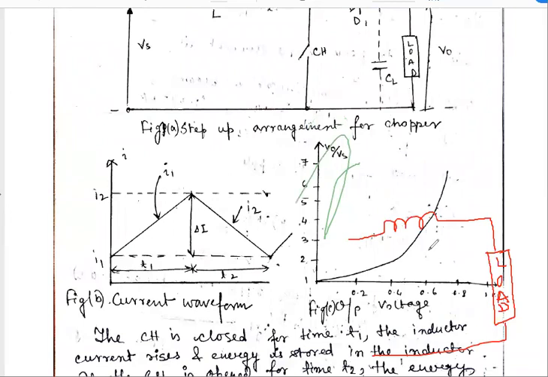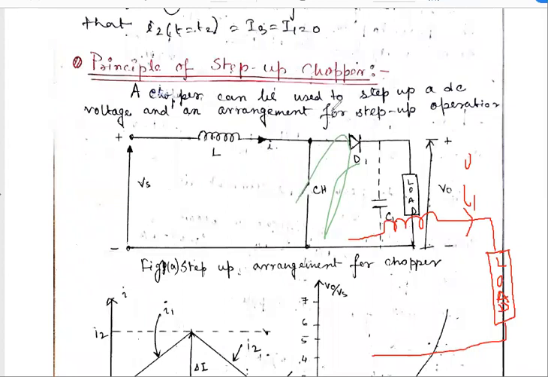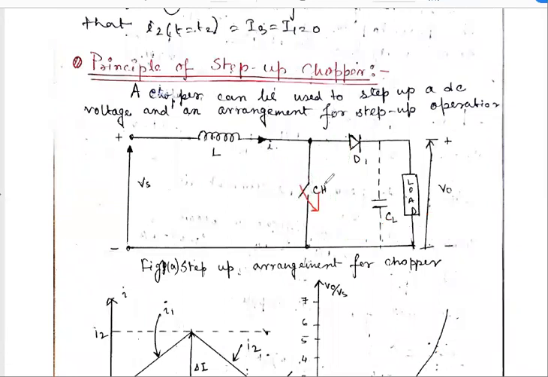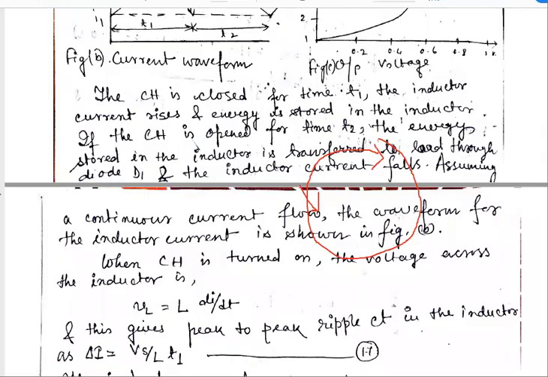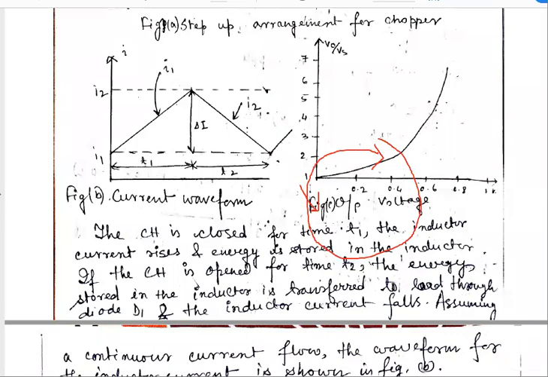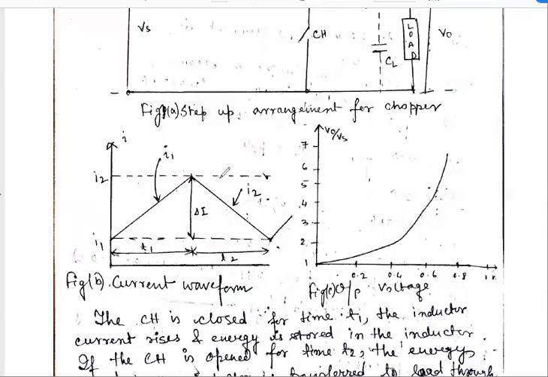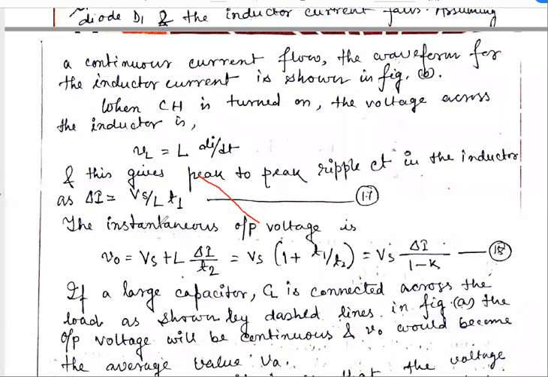So this is mode 1, where the current flowing is I1, and this is the waveform of I1. When the switch is off, and when the switch is in on condition, then the current flows through this. So this is the value of I2 and this is the ripple. Okay, so now we go to the equation.